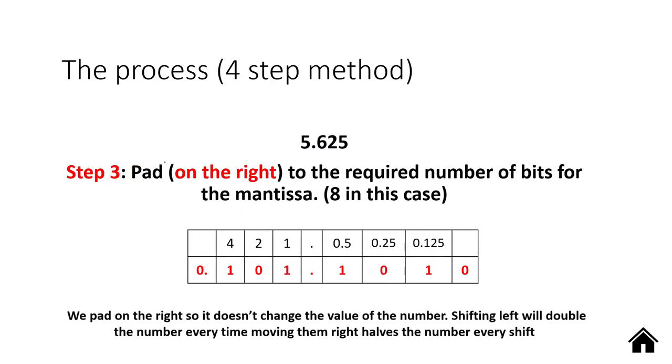Next, step three, we pad on the right-hand side. How many times have I seen people pad on the left-hand side? I can't stress this enough. You must pad on the right. Do not pad on the left. So you pad it to the required number of bits in the question. In the question, it said the mantissa is a signed 8-bit number. So there's my sign bit, I'll just put here, signed. That's 1, 2, 3, 4. Don't count the decimal point. 5, 6, 7. And we need a 0 to pad.